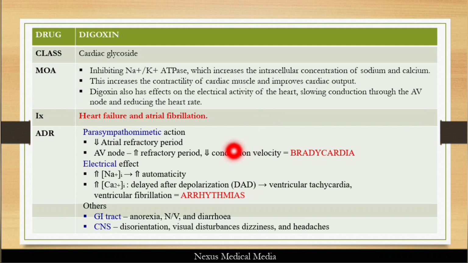Adverse drug reactions, right? So there is parasympathomimetic action and electrical effect, right? So on parasympathomimetic, there is decreased atrial refractory period, and on the AV node, there will be increased refractory period that will decrease conduction velocity and cause bradycardia.